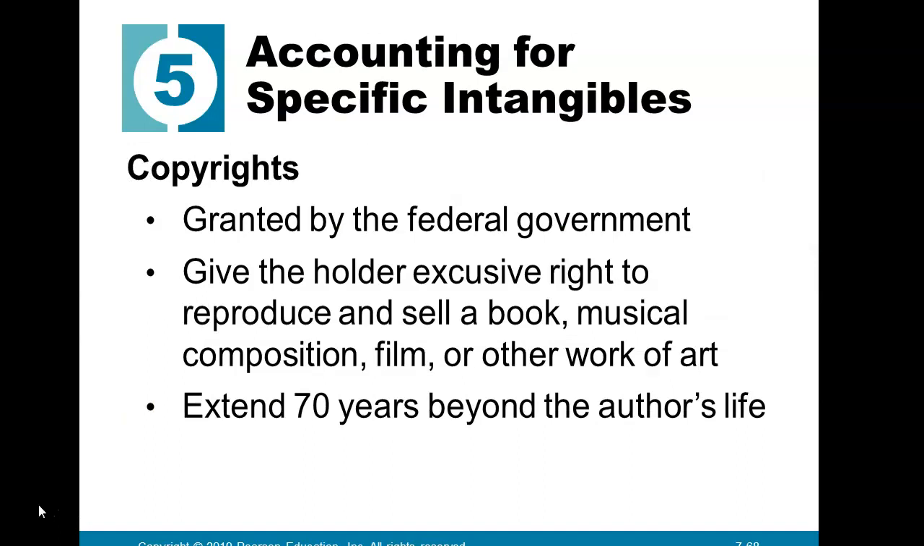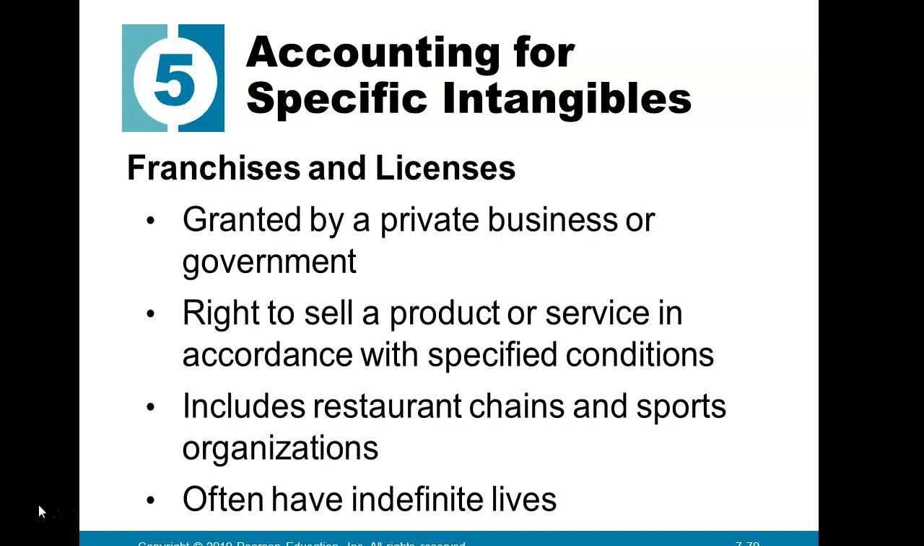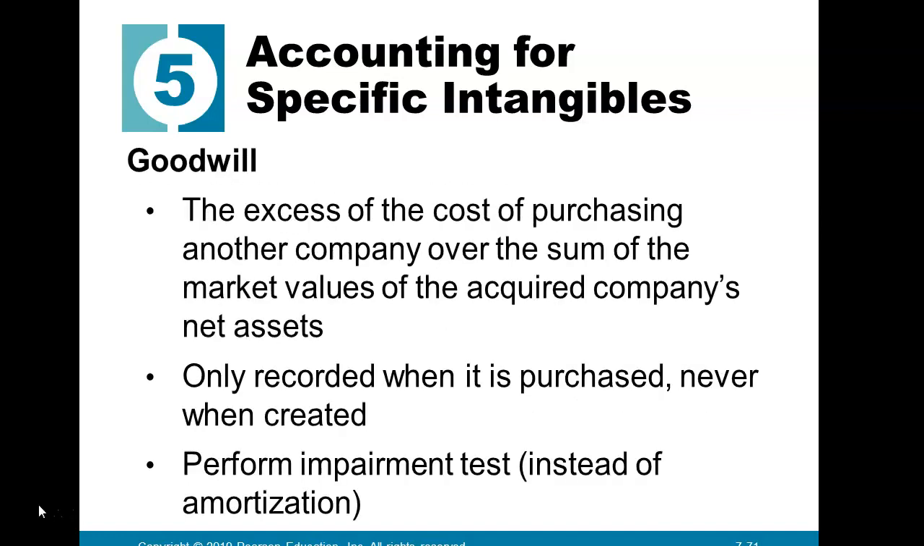So copyrights, again, trademarks, same thing, amortize over the useful life. If it has an indefinite life, meaning there's no way to tell you how long it's going to last, you do not amortize. You just check it for impairment and you move on. Franchise, the same thing, over its useful life. The right to sell a product or the right to use something. Again, franchises generally have a lifespan. Generally. But if they don't, we know we can't amortize. We have to amortize anything that has a finite life.